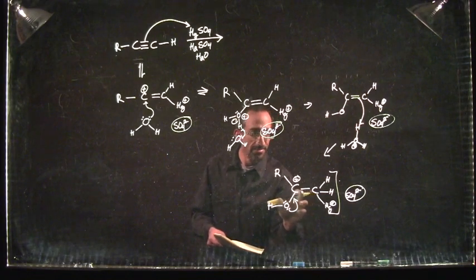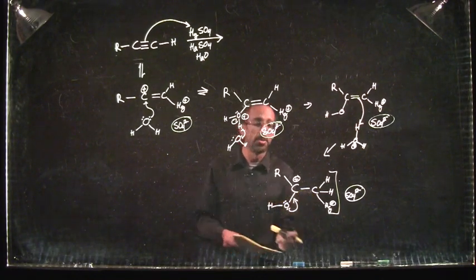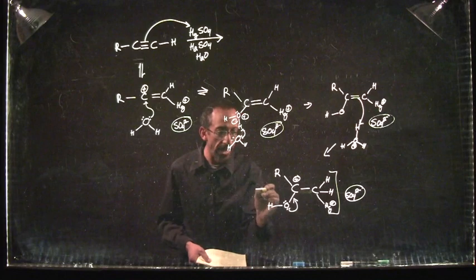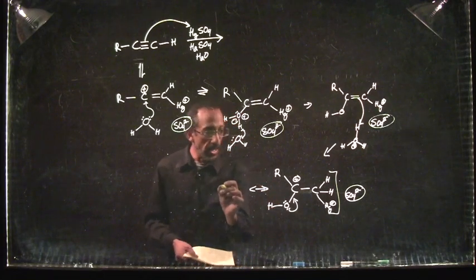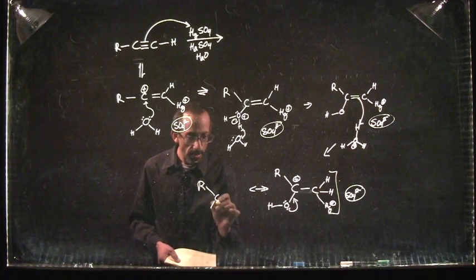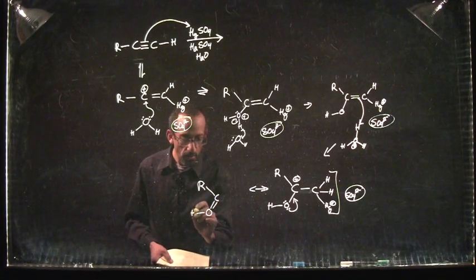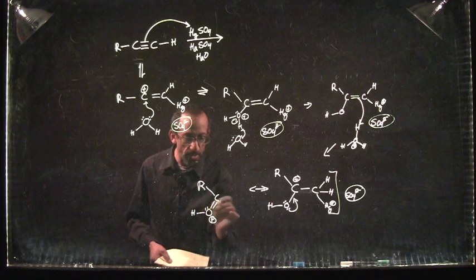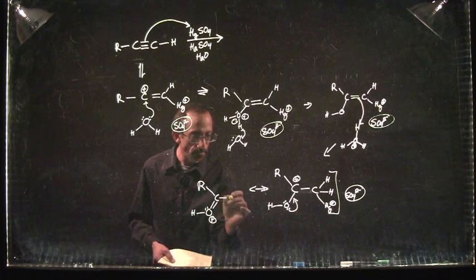Whoops. We already used those electrons. So, a resonance stabilized carbocation. And what we find is that we can draw a second resonance structure where we're delocalizing that positive charge.